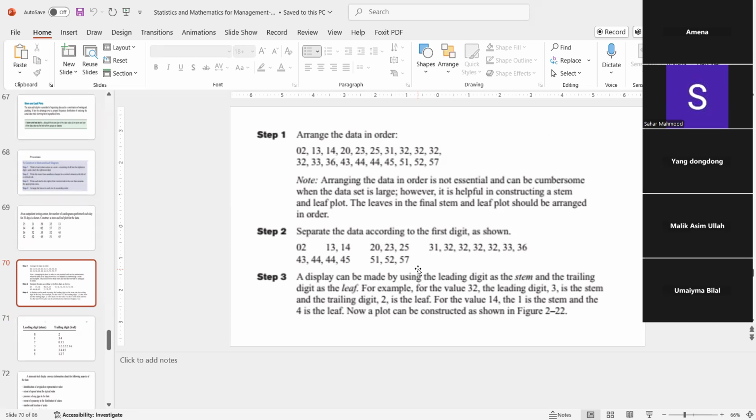So the rule of construction of a stem and leaf chart is that we identify the rightmost digit or the trailing digit as leaf, while all other digits are generally marked as a stem.